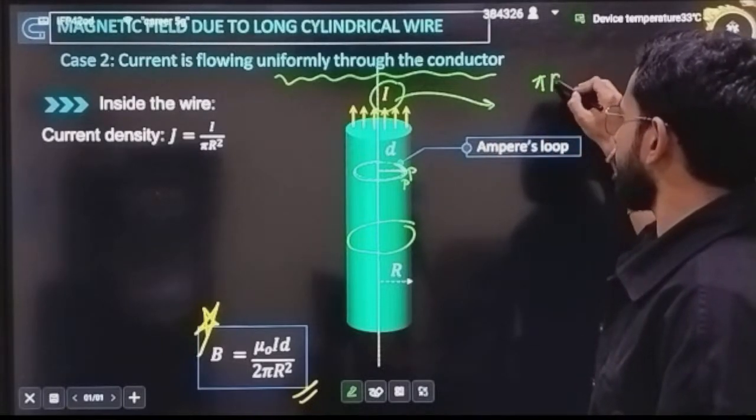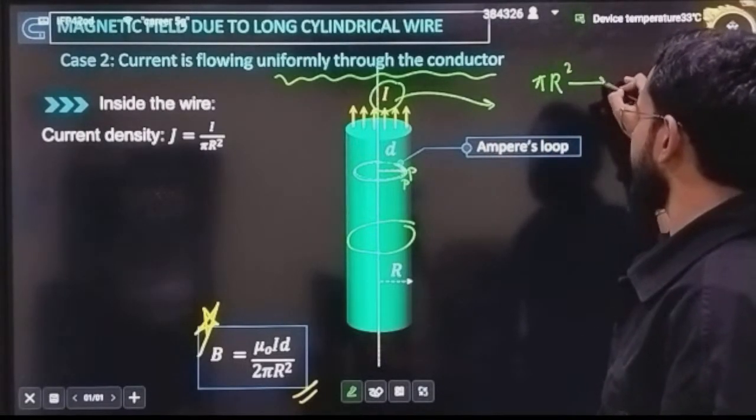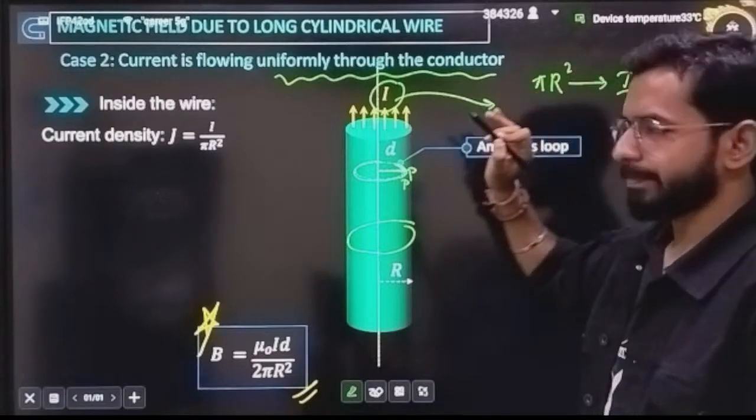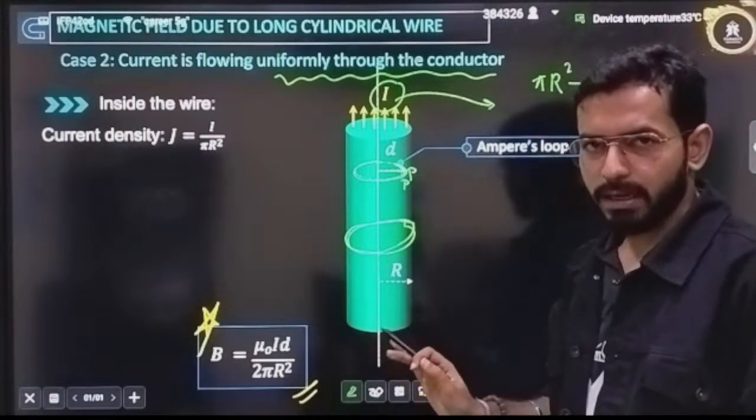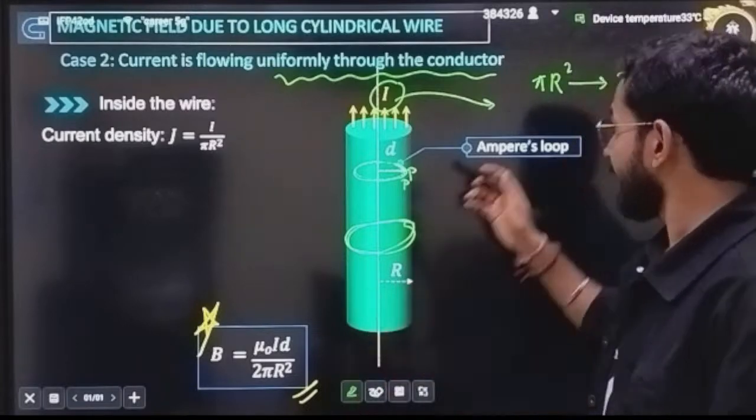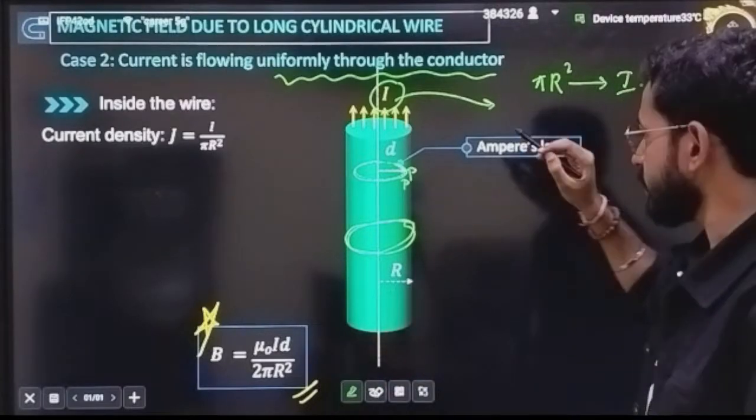Can you say, is it true to say that through the pi r square area, how much current is flowing? I. What is the total area? This cross-sectional area is pi r square, with radius given as r. So through this pi r square, what is the net current flowing? I. Is it true to say?